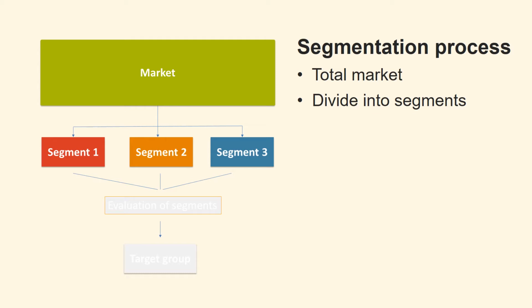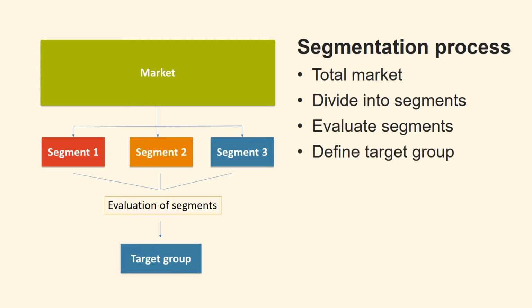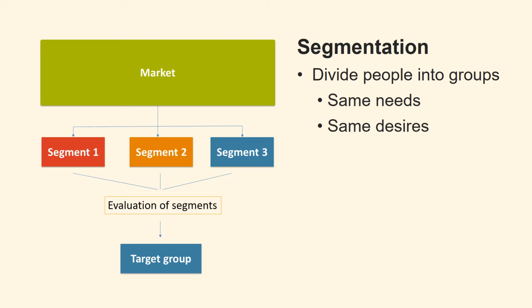Next, we consider which segments there are in this market for our product, and we create the segments. We then evaluate our segments. From the results of this evaluation, we choose one of the segments to be our target group. Through the process of segmentation, we divide people into groups with similar requirements. These groups are uniform and consist of people who have the same needs and wishes in a certain subject.